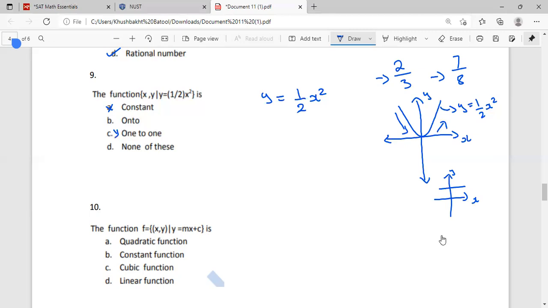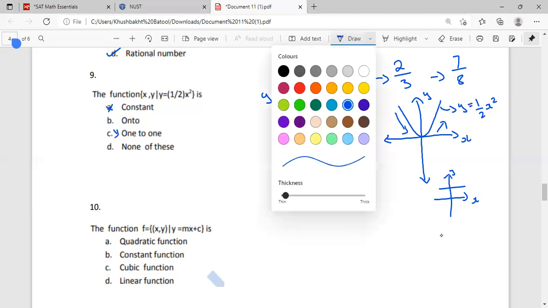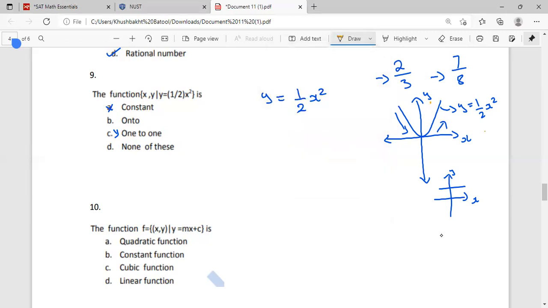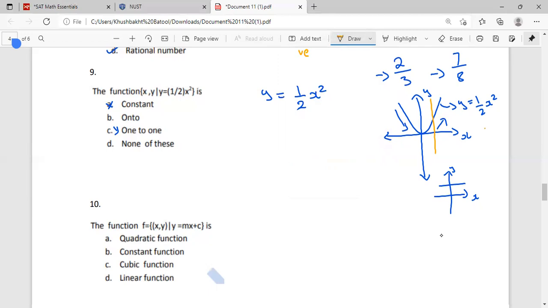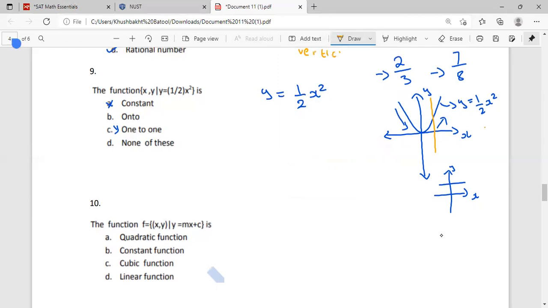You need to apply two tests. The first test is the horizontal line test and the second is the vertical line test. Let's draw a vertical line. If our vertical line passes through one point only, it passes the vertical line test. Okay, so this graph has passed the vertical line test, and for one-to-one it should pass both vertical and horizontal line tests. Okay, so it should pass both the tests.